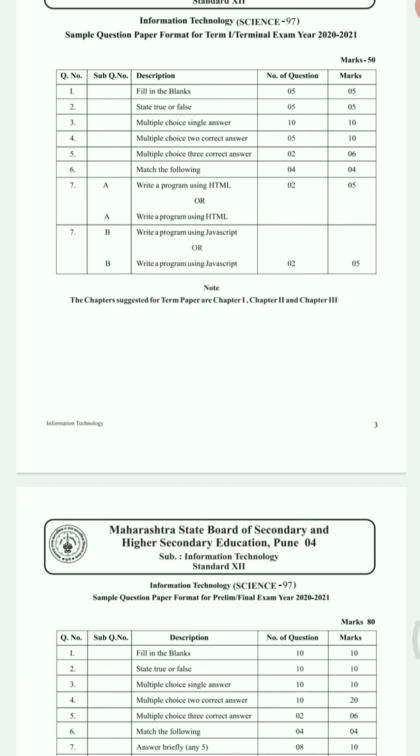Then question 7 consists of HTML programming. You will have 2 programs, out of which you have to select one, with a weightage of 5 marks. And again in the B section you will have 2 programs, out of which you have to select one, and the weightage for that program will be 5 marks. This is about the term exam, which will consist of chapter 1, chapter 2 and chapter 3.